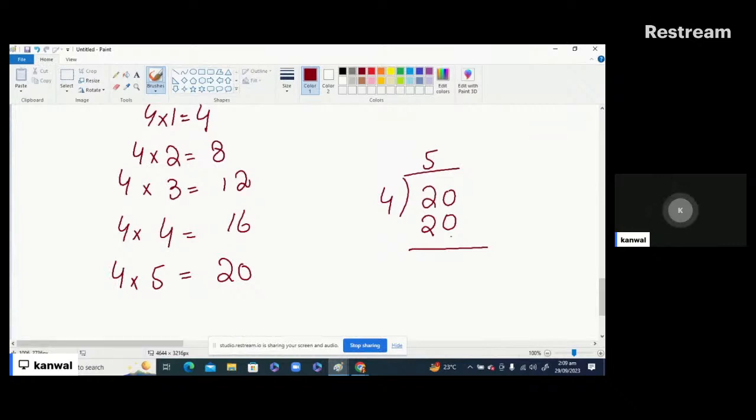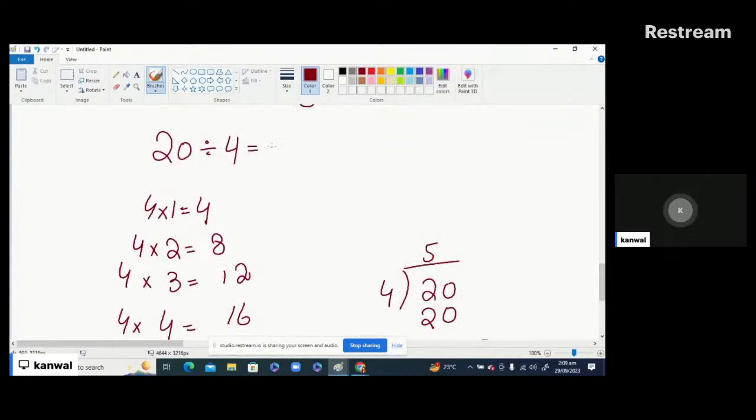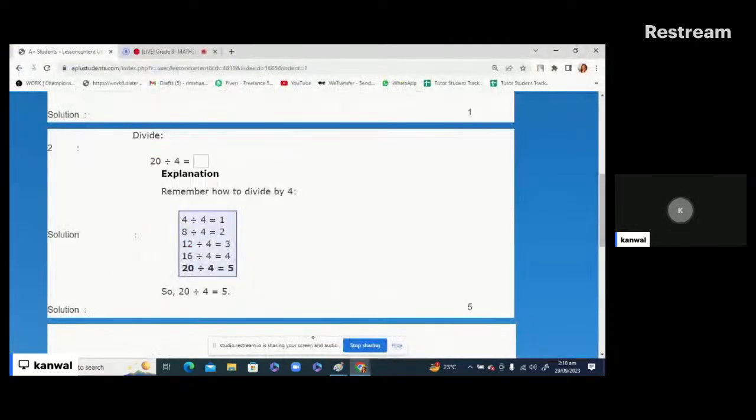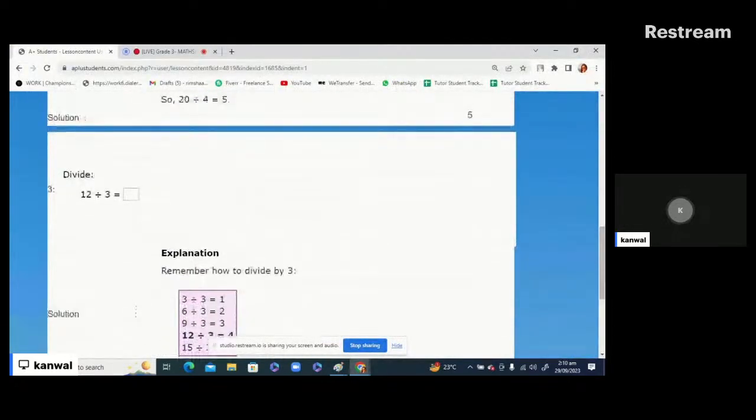That is 0. Okay, so here we just check it. When you divide 20 over 4, then you got the answer, which is 5. Okay, all right, then let's do the next part.